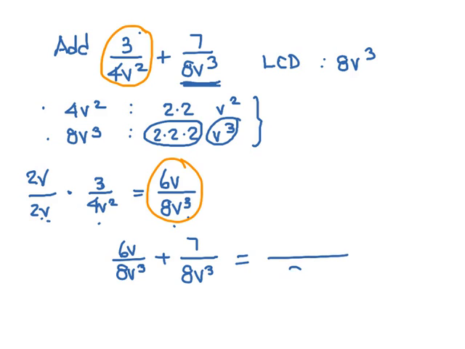We can put that all over the same denominator. And on top, in the numerator, we've got 6v plus 7. We can't combine these two, right, because they're not like terms. So this is as simplified as we're going to get. So our answer is 6v plus 7 over 8v cubed.